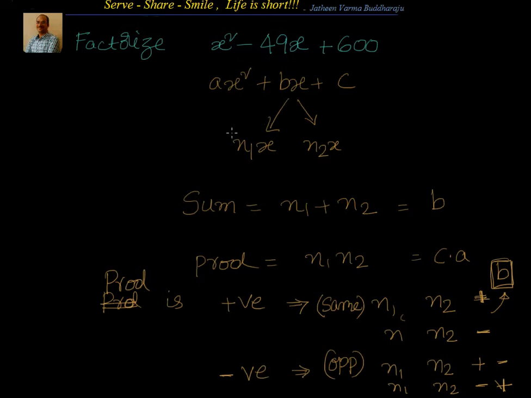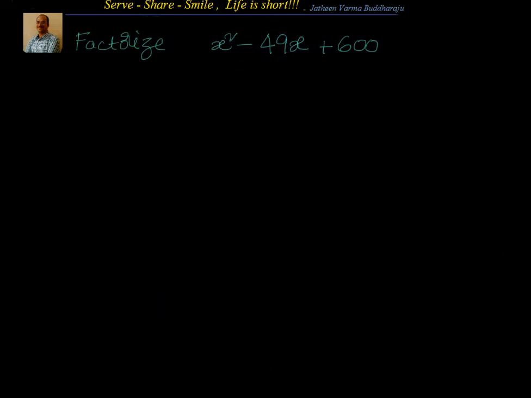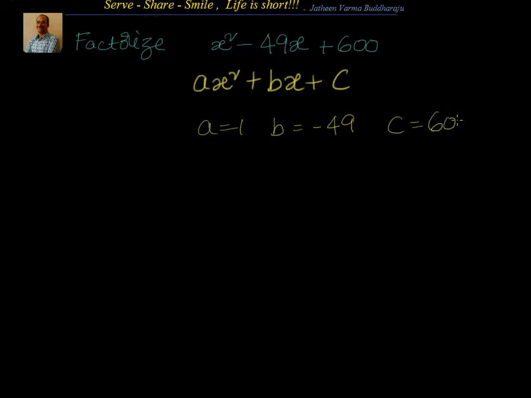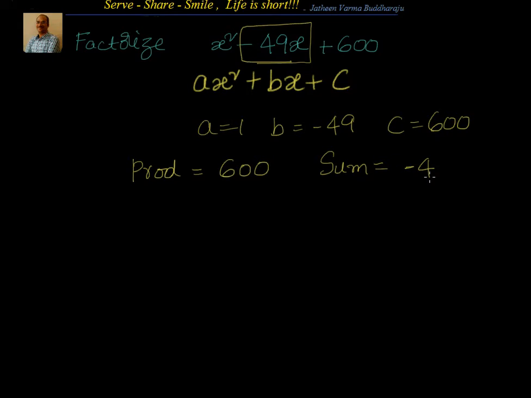So with that logic, let's try to solve this problem. Writing it as ax square plus bx plus c, we see that a equals 1, b equals minus 49 and c equals 600. Now you want to split minus 49x into 2 parts. The product is equal to c into a, that's 600, and the sum is equal to b, that's minus 49.